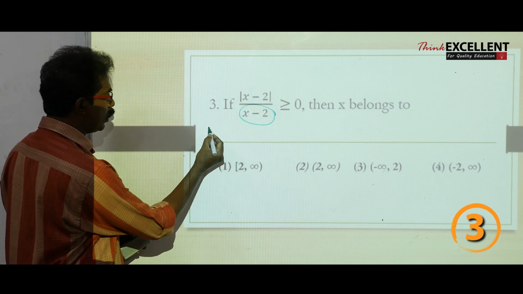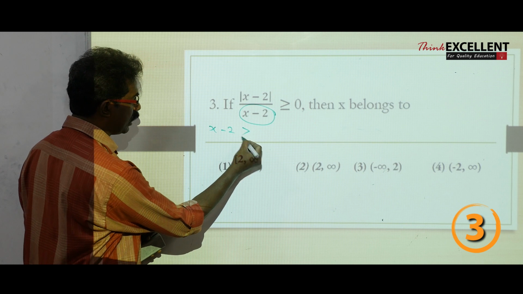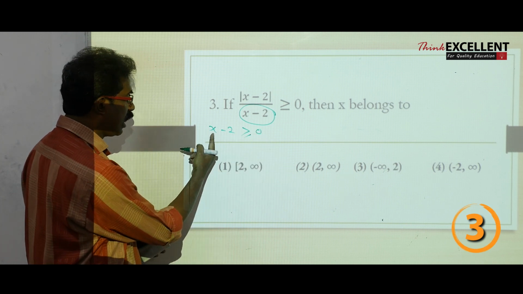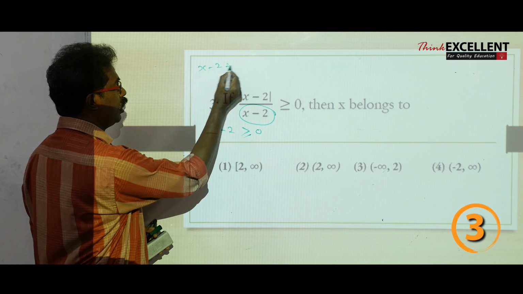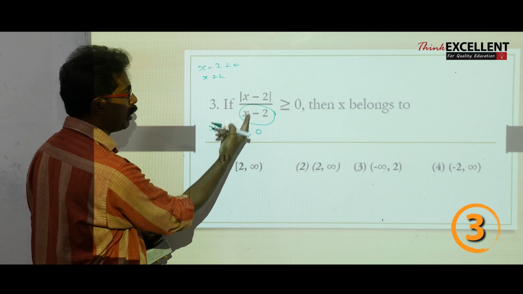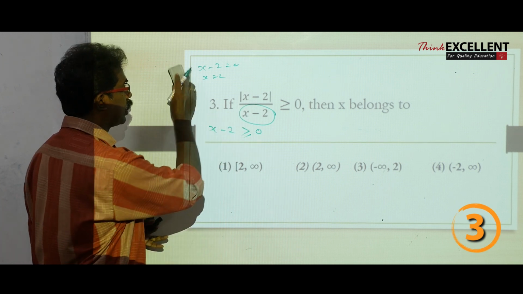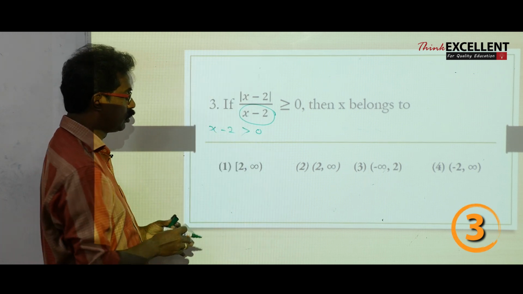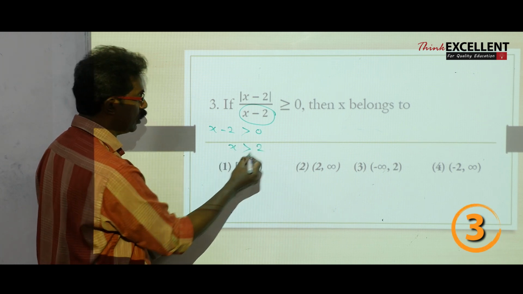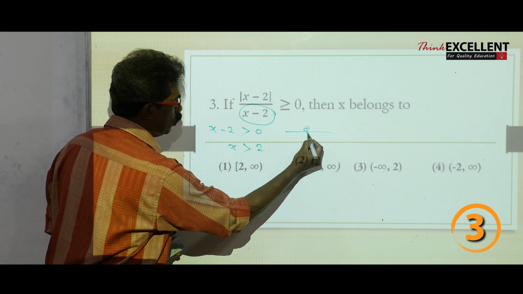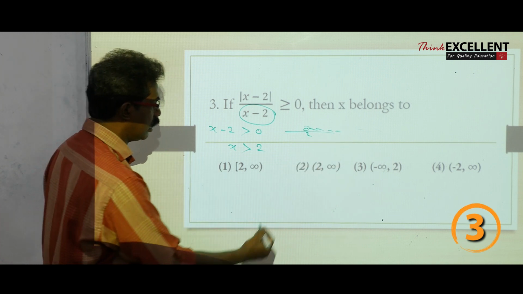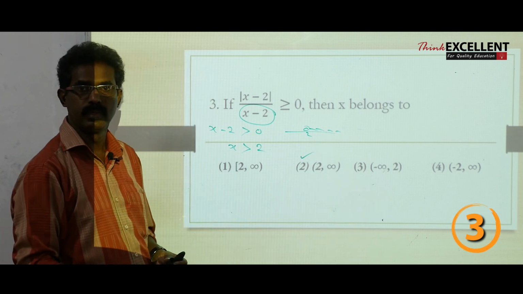So, x minus 2 is greater than 0. You can't say equal to 0. Because if I say x minus 2 equal to 0, you will get x is equal to 2. x is equal to 2 means some 0 by 0 will come, right? It is not defined. So, you cannot take 2. So, x minus 2 greater than 0, or you can say x is greater than 2, and the right side value. So, the answer is 2 to infinity. The correct option is 2.